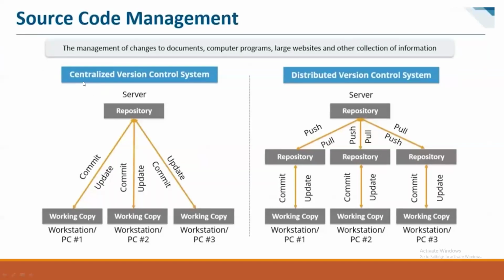So what is this, guys? Centralized version control system, distributed version control system. What are the drawbacks in the centralized version control system? Why is the distributed version control system popular? The same way, guys, take Ansible. Why is Ansible popular? Why are Puppet and Chef not popular?